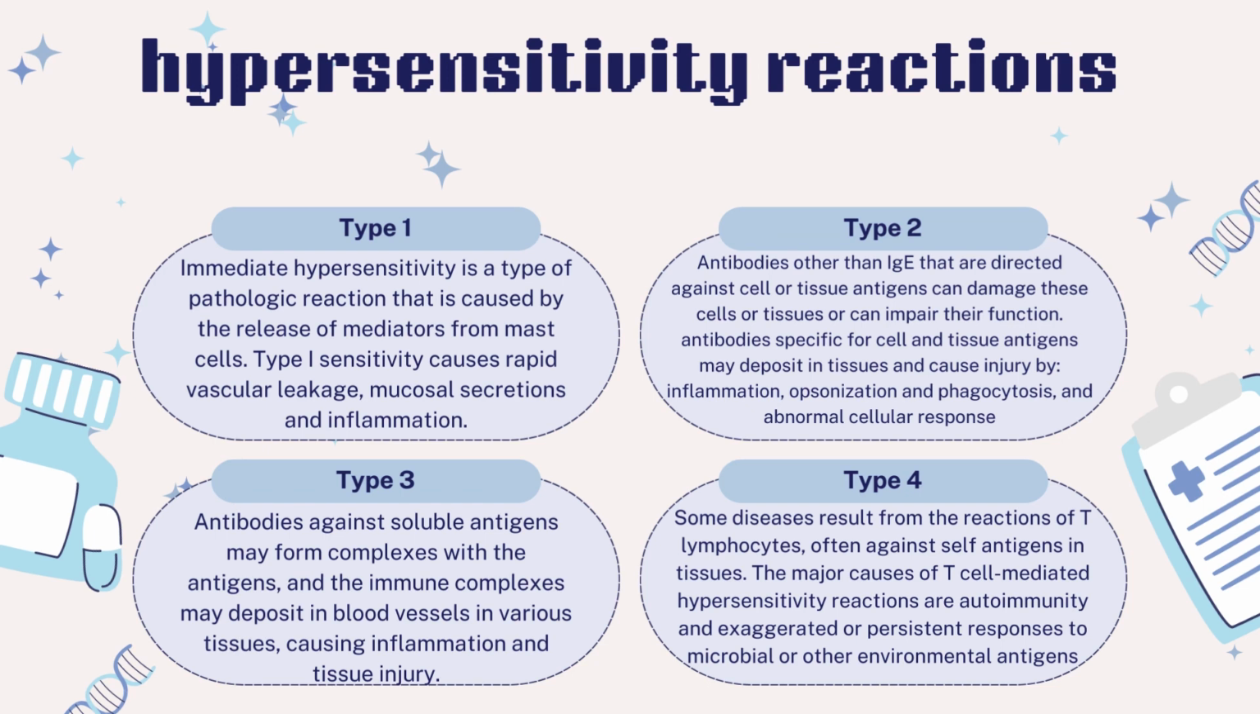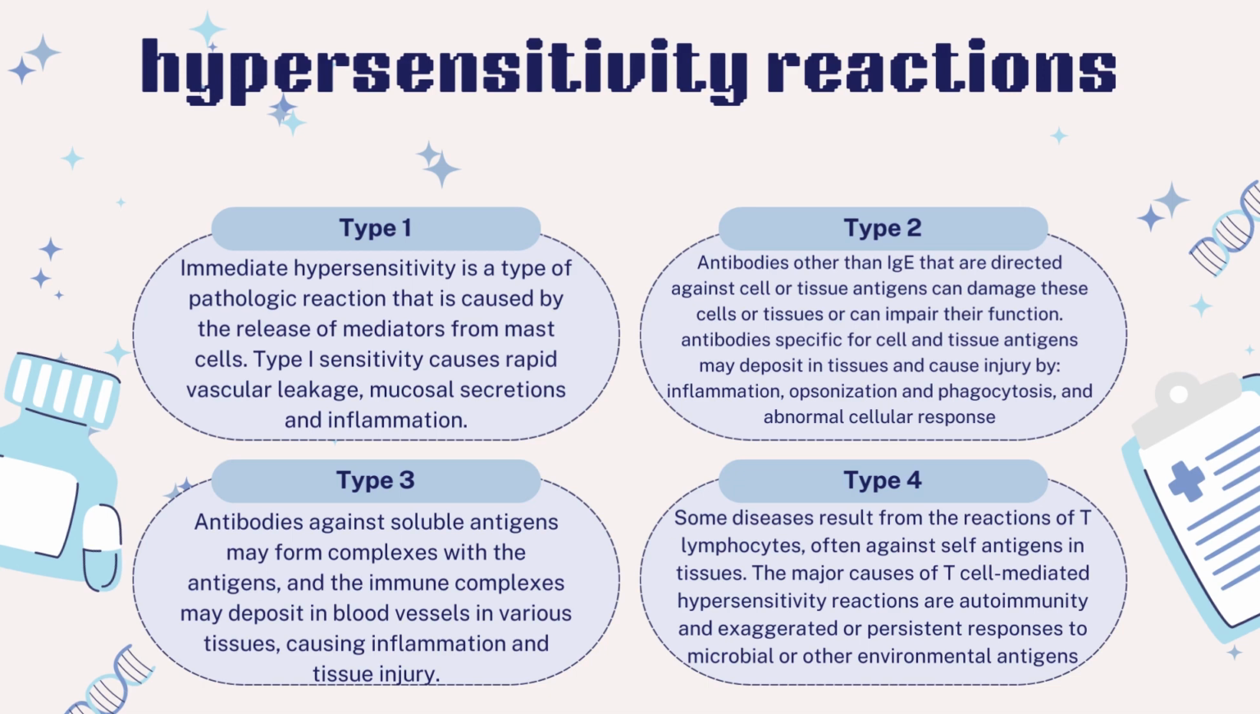Hypersensitivity reactions. Type 1. Immediate hypersensitivity is a type of pathologic reaction that is caused by the release of mediators from mast cells. Type 1 sensitivity causes rapid vascular leakage, mucosal secretions, and inflammation. Type 2. Antibodies other than IgE that are directed against cell or tissue antigens can damage these cells or tissues or can impair their function.